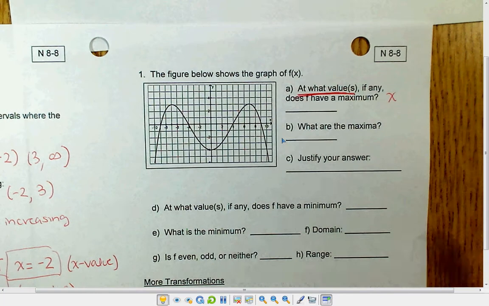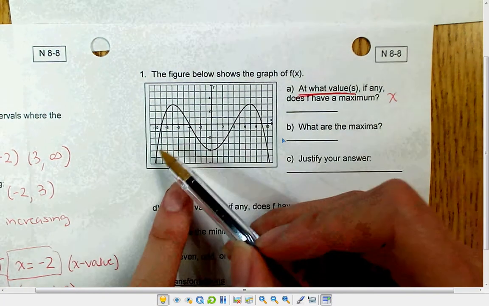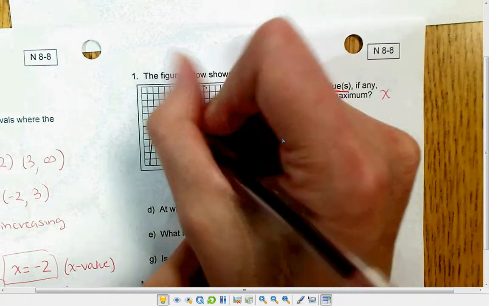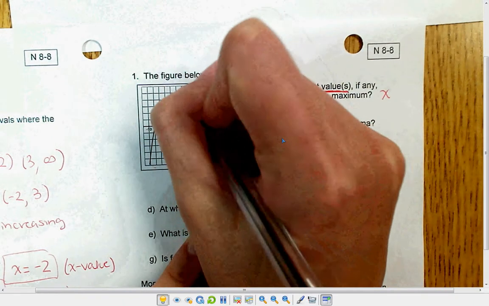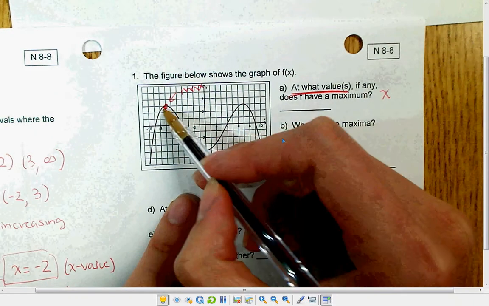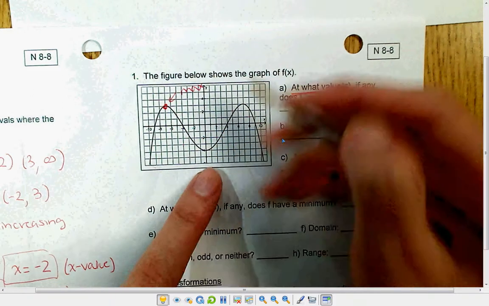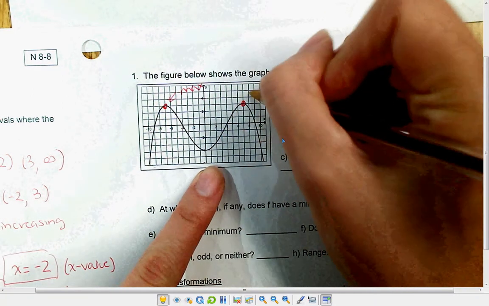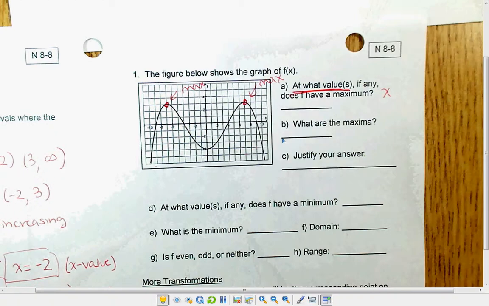So remember, our maximum is when it's increasing and then it changes to decreasing. So increasing changes to decreasing. This is the maximum right here. Decreasing, decreasing, increasing, increasing. And from here, again, increasing changes to decreasing. Here's another maximum. So we actually have two maximums.